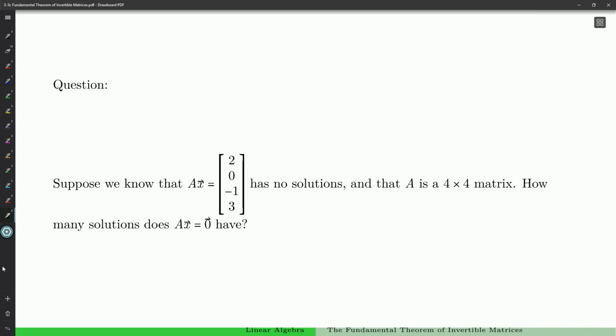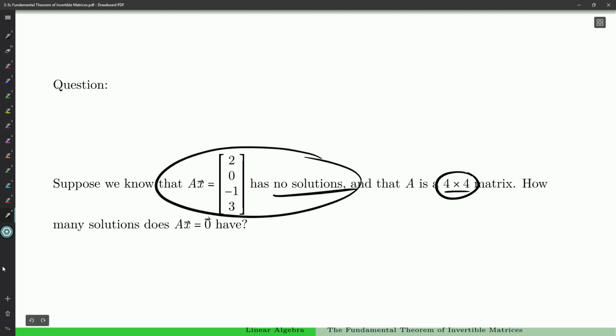Suppose we know that Ax equals (2, 0, -1, 3) has no solutions, and that A is a 4 by 4 matrix. How many solutions does Ax equals 0 have? Okay. So it's a square matrix. Square matrices are what you need in order to have the fundamental theorem of invertible matrices. Now, what have we got here?